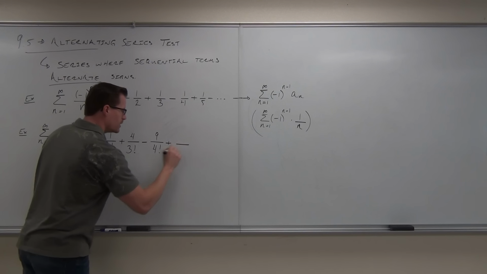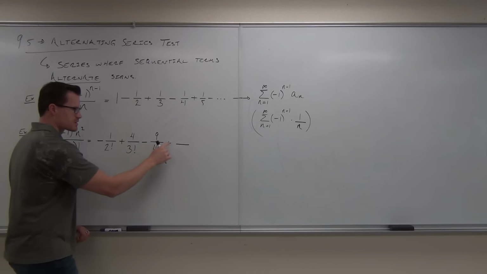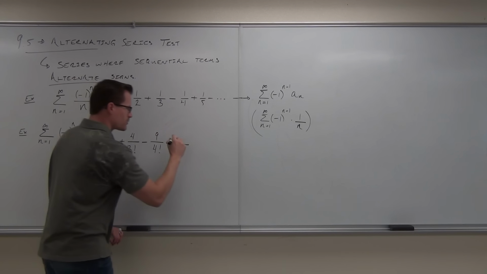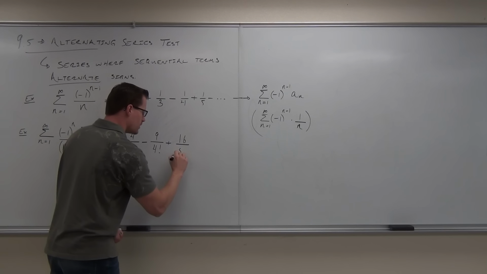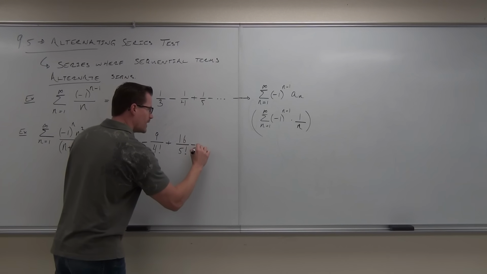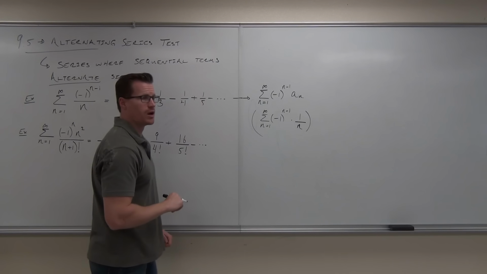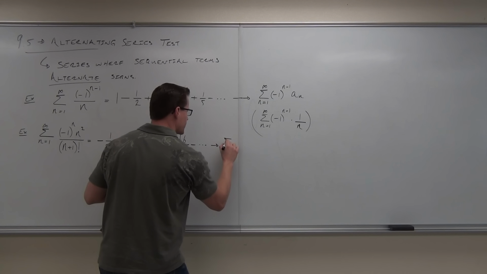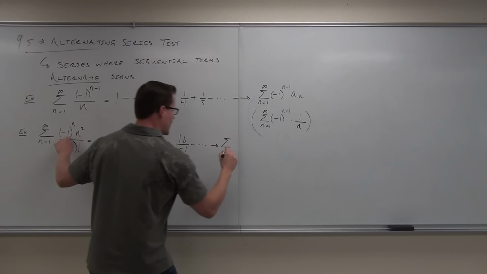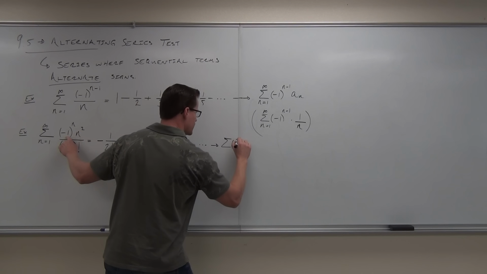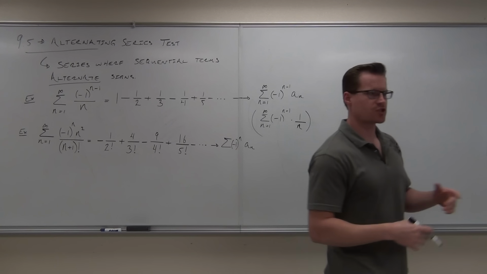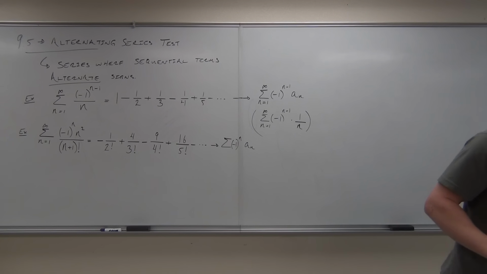Let's do one last one. So negative, plus, minus, plus, and then what? 16. Sure, because we'd have the fourth term, 4 squared is 16 over 5 factorial. And then it doesn't end. It goes forever, never, never. Notice this. This is the same thing as some series where we have negative 1 to the n times a sub n, where a sub n is all positive terms. The only thing that's changing the sign here is that negative 1 to the n.